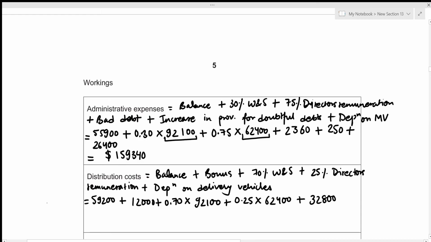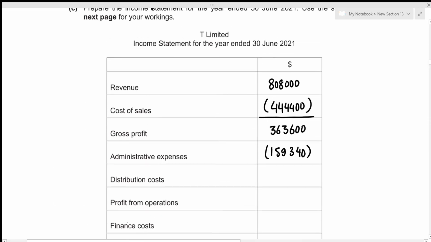So the total for distribution cost is going to be 59,200 plus 12,000 plus 0.70 times 92,100 plus 0.25 times 62,400 plus 32,800, which gives the total to be 184,070. This is the amount we need to record in our income statement. So let's write it down. So that was 184,070. Again, since this is an expense, we need to record it in a bracket indicating that this needs to be subtracted.